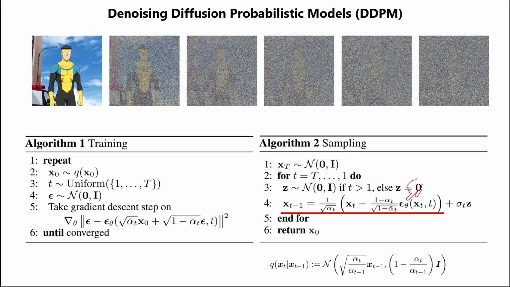But we have a neural network that predicts the noise that is added, and we just remove that noise to derive xt minus 1. But what is this z that we also need to add to the formula? Let's understand it by visualization.